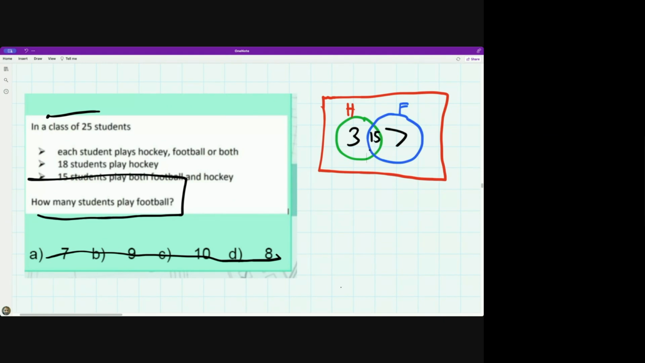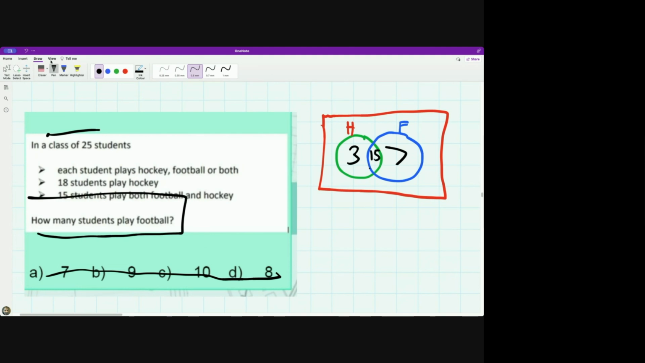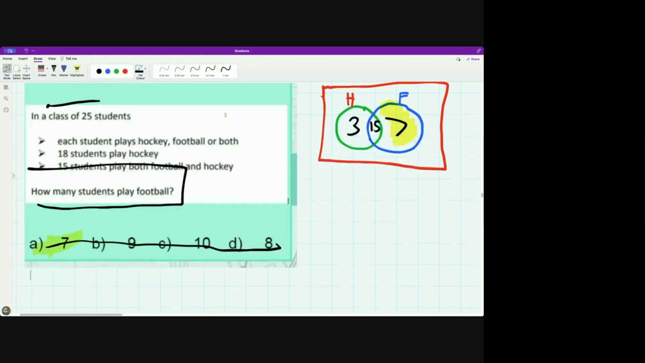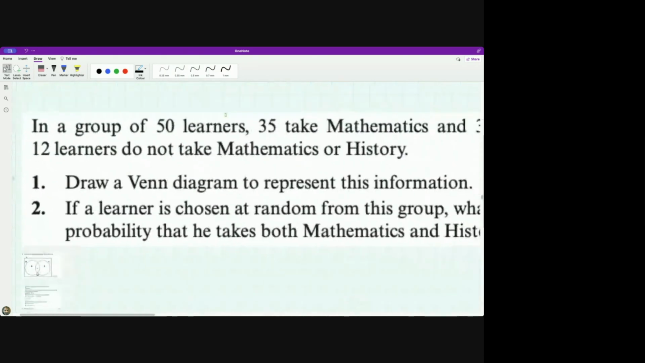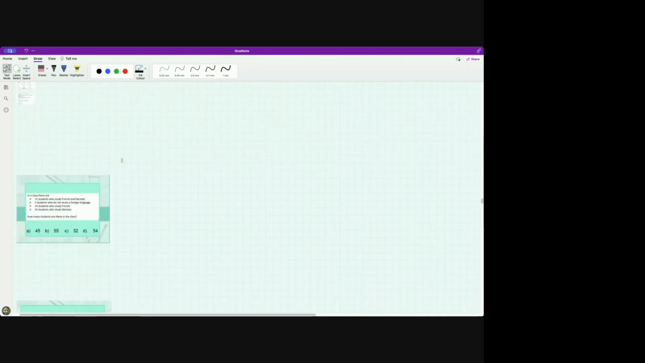Give me a thumbs up if you understand why none of these options can be correct. If it said play only football, then there would be a correct answer. And the only plays football would be 7. But you have to say only because there are 22 students who play football. Okay, fine. That's good. We're on the same thing here.